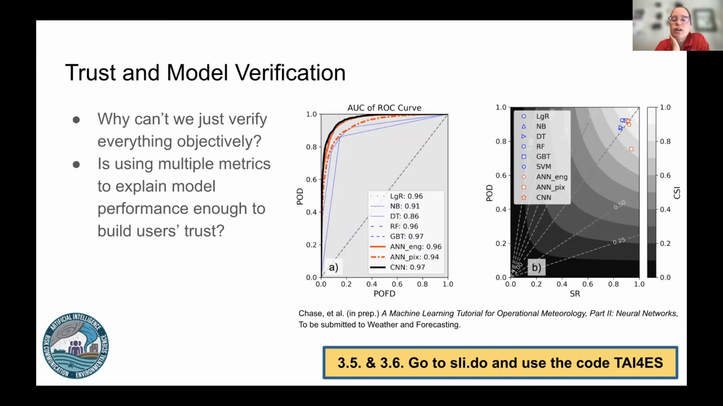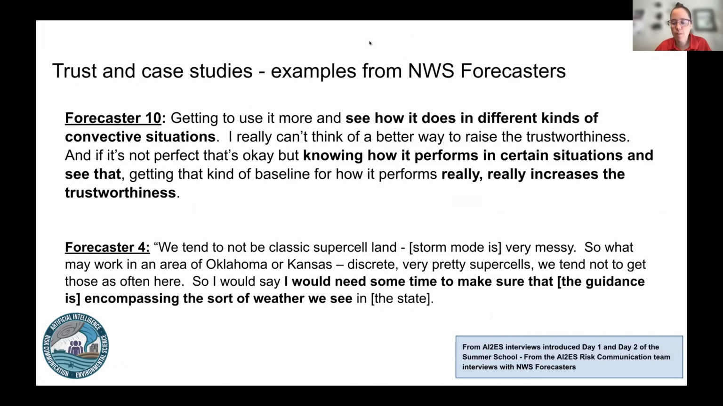It's just a graphic showing two ways to objectively verify a whole bunch of different machine learning models. And the question for Slido is, why can't we just verify all of this objectively? Why do we need to look at case studies? And is using multiple metrics to explain model performance enough to build users' trust? And I am going to hopefully stop sharing and hop over to the Slido.